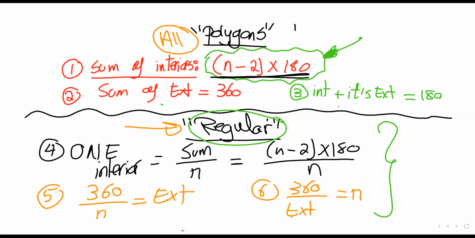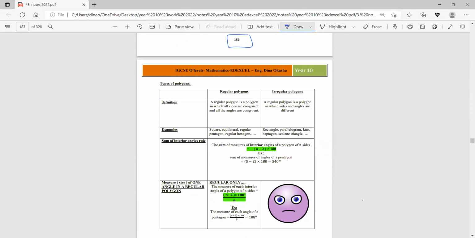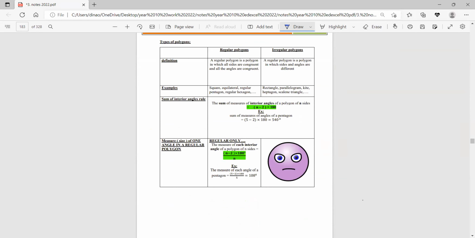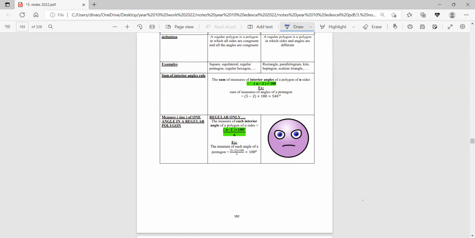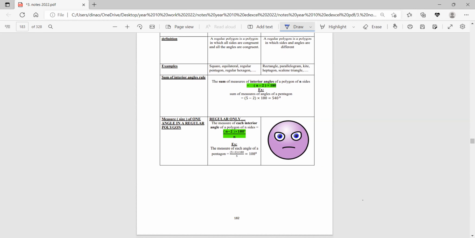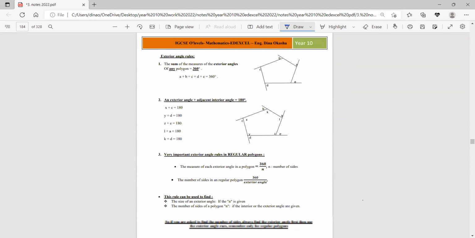Let's go to the notes and look at examples and the important things you need to know the location of in the notes. Okay, new share notes. Let's look at the notes. We discussed this page already and then we moved on to the slides. Here are the rules. If you look at this page, page number 182, n minus 2 times 180 is used to find the total, and it's used for any polygon. And then we have n minus 2 times 180 over n. This is used to find one interior angle and only for regular.